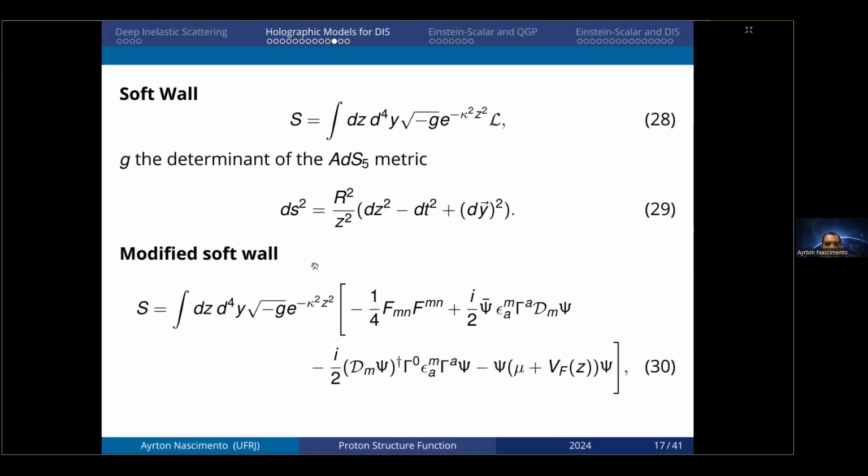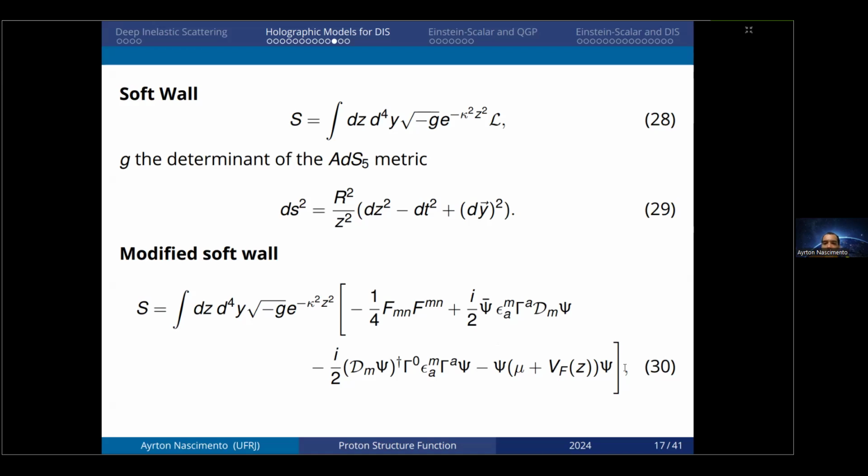a Lagrangian like this, in which beyond the photon, the electromagnetic terms over here, and the Dirac Lagrangian over here, you get a term which interacts with the fermions like this. We have a mass. This mu over here is the mass of the fermion in the bulk, in the ADS space, okay? And you have this function over here in the mass term, which is a function of the z coordinate.